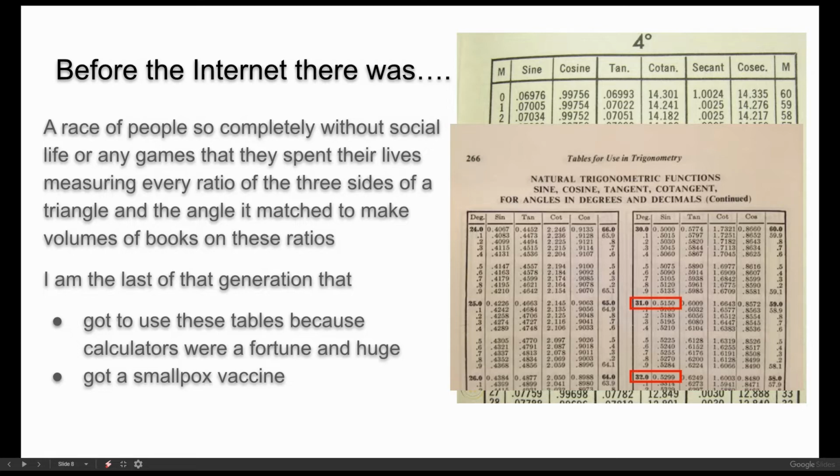I am the last generation. I am very different from you in the fact that I was the last generation of kid that got to use these tables, because calculators were a fortune and about the size of a mini fridge when I was a child. And I remember the first calculator that I could carry under my arm like a binder. And you'd plug it in the wall and the lights would dim. They were so big. And I also have a smallpox vaccine scar because I'm the last person to get the smallpox vaccine. So smallpox, come back. I live.